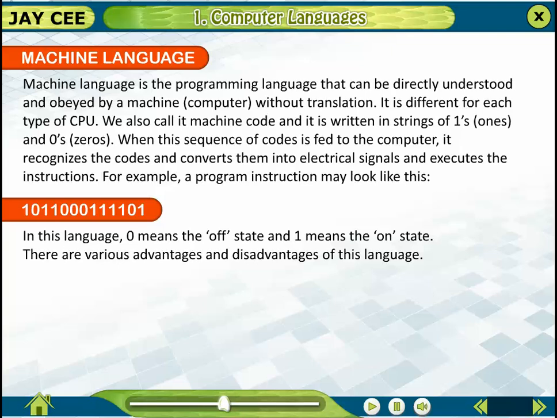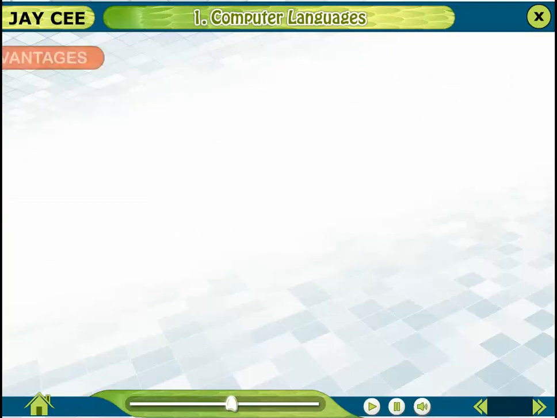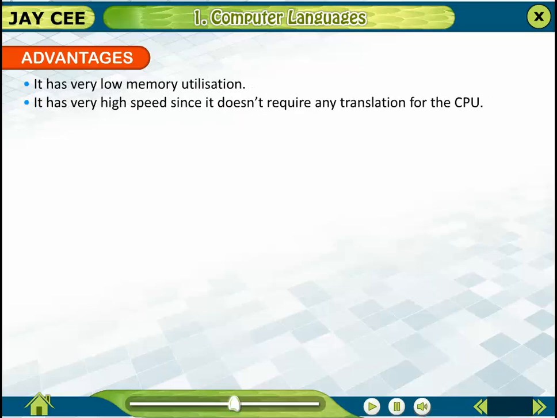There are various advantages and disadvantages of this language. Advantages: it has very low memory utilization. It has very high speed since it doesn't require any translation for the CPU.